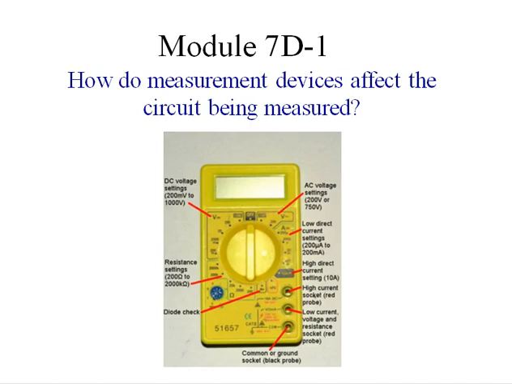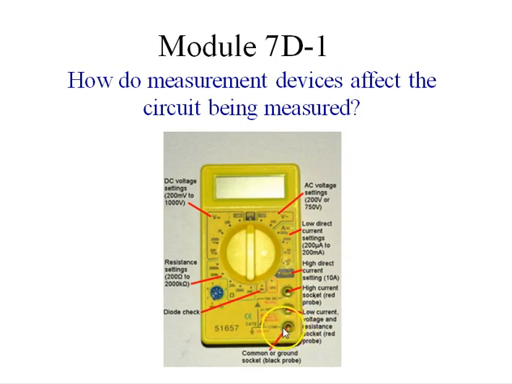In this video, we'll look at measurement tools and how they affect the circuit being measured. In lab, we used a multimeter that could measure voltage in a circuit, it could measure current in a circuit, or it could measure resistance in a circuit. We had to use different jacks.